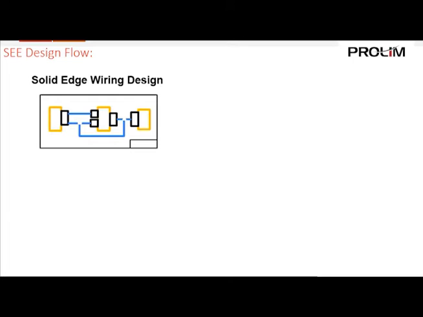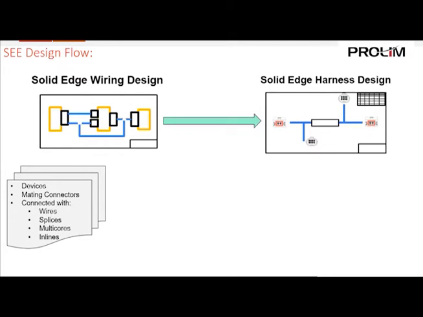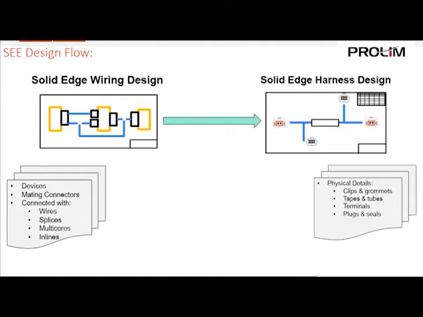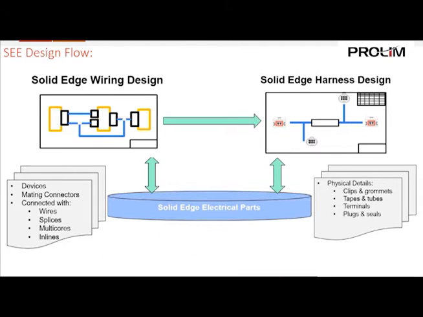The Solid Edge Electrical design flow usually starts with customers creating a wiring diagram first, where the devices have mated connectors, and those connectors are interconnected with wires, splices, multi-cores, and inlines. Those wire designs are then used to create the harness designs, which include all of the physical details such as clips and grommets, tapes and tubes, along with the details of the electrical designs themselves. Wires are then terminated into terminals. We add those terminals and plugs and seals, and we make sure everything is sized and connected properly. All of this is managed and underpinned by our data management system, or the embedded database.